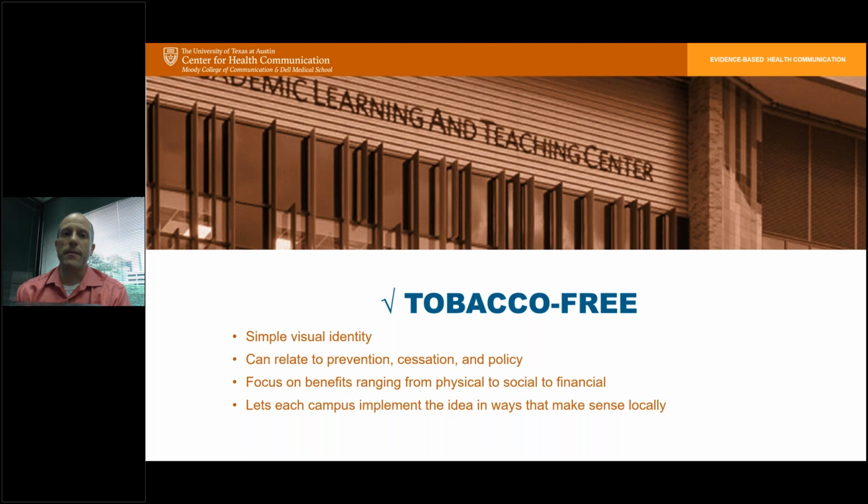So the University of Texas system has 14 institutions, academic and health science centers, and they all started to come together because they wanted to become allies in their tobacco control efforts.